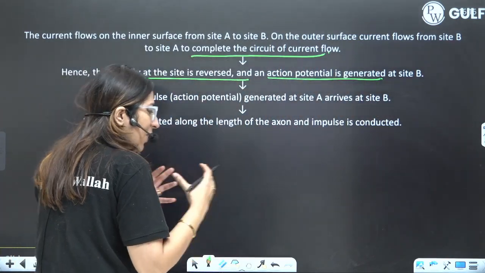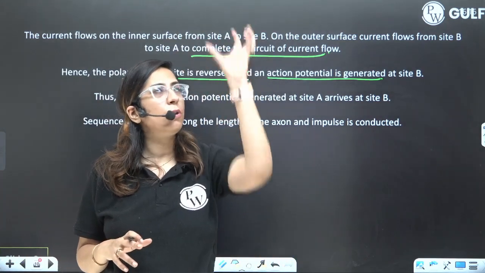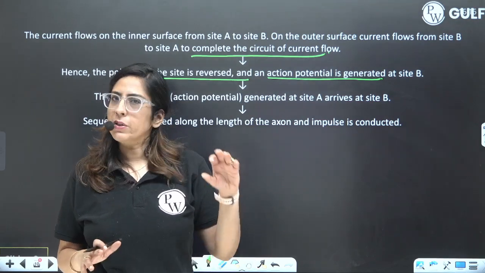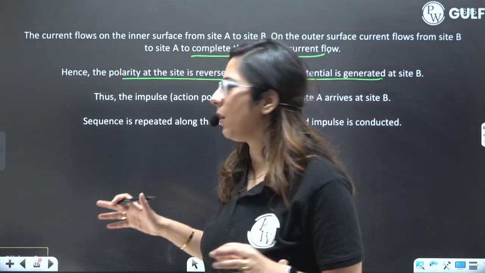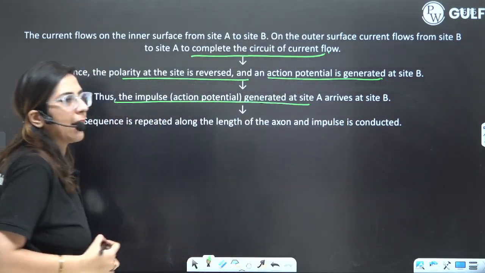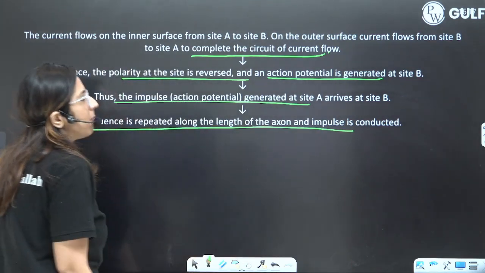Now the same thing will happen at B. At the B site, sodium ion channel will open, sodium ion will come inside, and it becomes positive inside. The same thing which happened at the A site is now going to happen at the B site. The impulse generated at the A site arrives at B. The sequence is repeated along the length of the axon and the impulse is conducted.